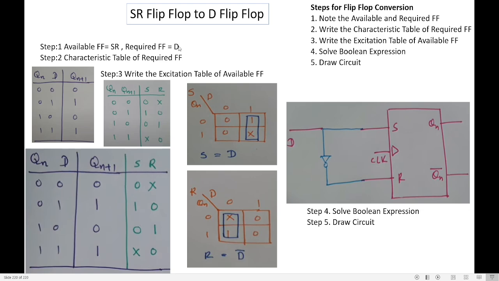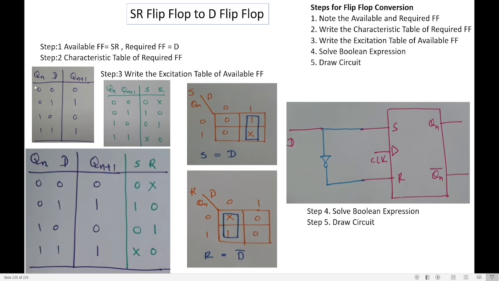So, what is the required flip-flop? D. So, I have written the characteristic table of D flip-flop. It is very easy to write the characteristic table of D flip-flop. You know, the characteristic table is nothing but you need to write the next state based on the present state and the input. So, since it is D flip-flop, the input is D. What is D? D stands for data flip-flop or direct flip-flop. Whatever input you give in the D terminal, that will come as the output.